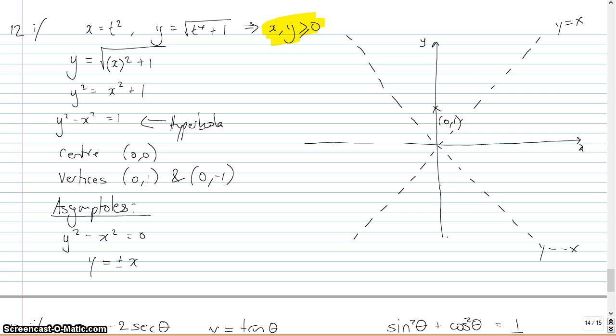And our graph will look roughly like that of a hyperbola, but it will only be actually there for this portion of it. The other portion would not happen because no matter what your t value, x and y should remain positive. So you only get this portion here in the first quadrant where x and y are positive. So please take note of this error.